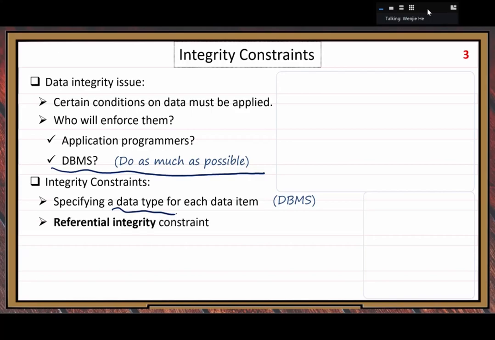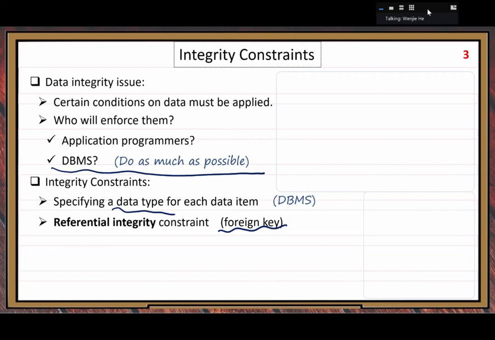Then another constraint called the referential integrity constraint. This part is a little harder than the first one, because it relates to the foreign key concept. This concept we delay.